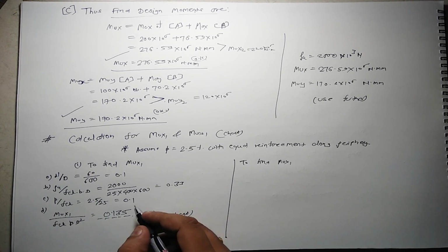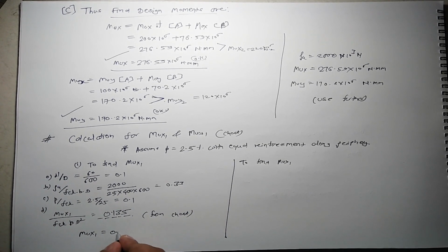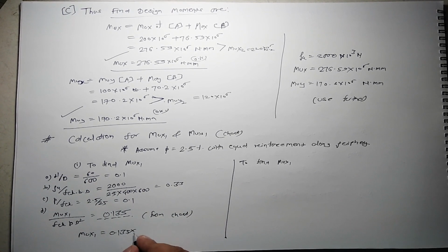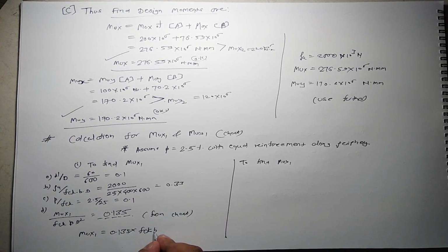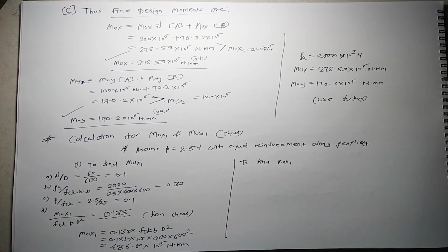So again, I hope you understood the concept of how we have chosen the value. Now, Mux1 is equal to 0.135 into fck bd square. So 0.135 into 25 into 400 into 600 square. So it is coming to 486.00 into 10 to the power 6 Newton mm. Okay, Newton mm.